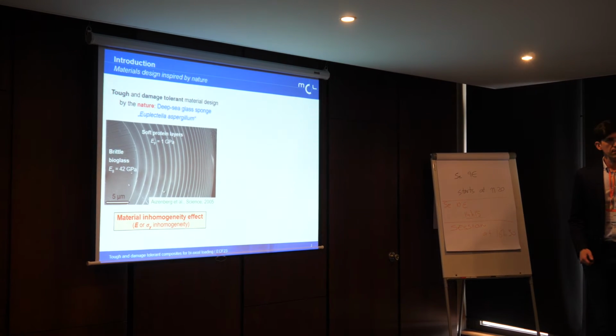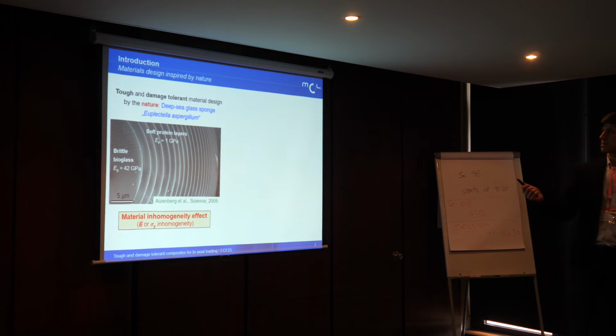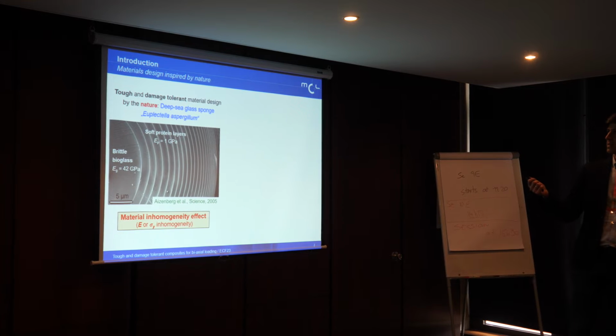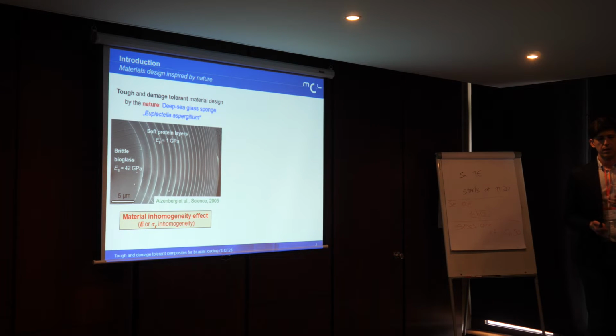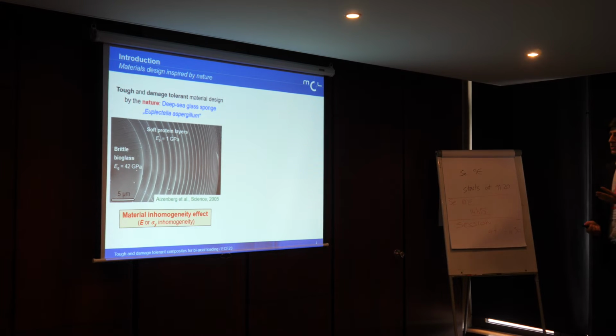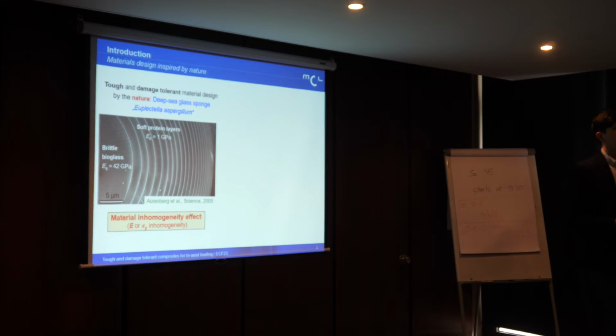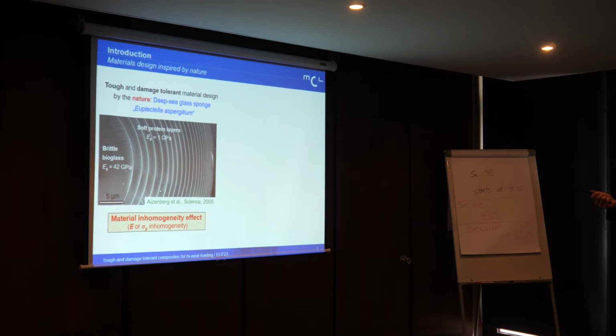There are several biological materials like teeth or bone or deep sea glass sponges which have a quite high fracture toughness, even though their constituent materials are quite brittle. The high fracture strengths of such materials can be explained by the material inhomogeneity effect caused by the large difference in the elastic properties between the brittle bioglass and the soft protein layers in such structures.